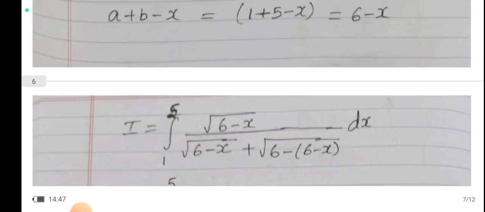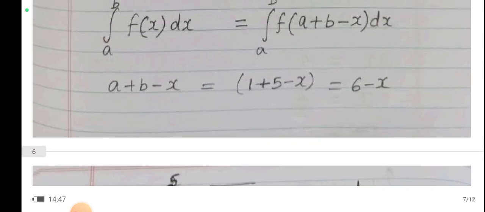One of the easiest things: upper limit minus lower limit. Instead of x put 5, then minus the lower limit, instead of x put 1. Nice, no? 5 minus 1 is 4. So always remember, whenever we are adding like this, we will write add.